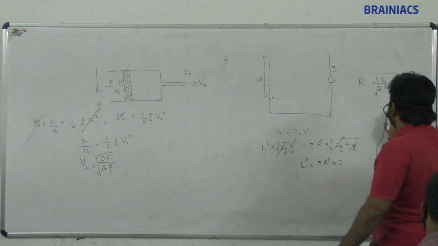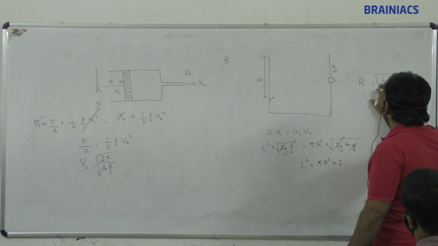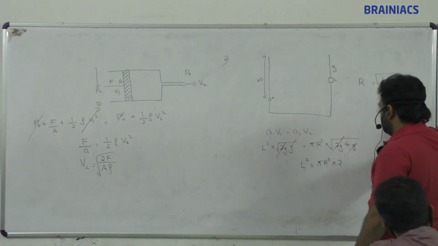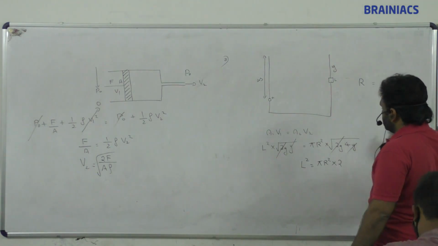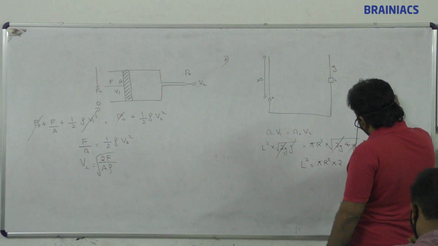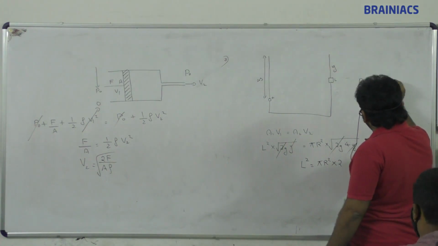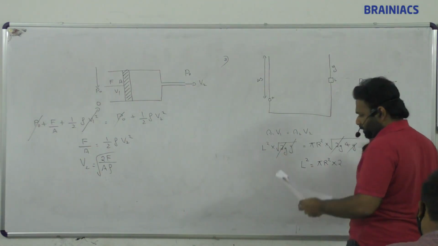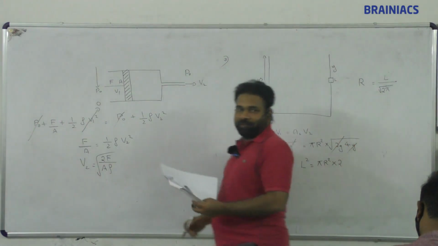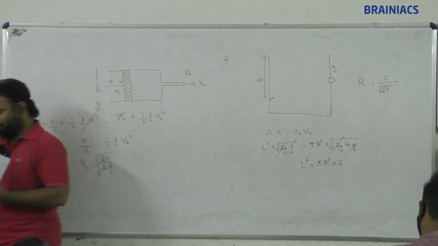So this is going to be L by root 2 pi. Okay, thank you children.